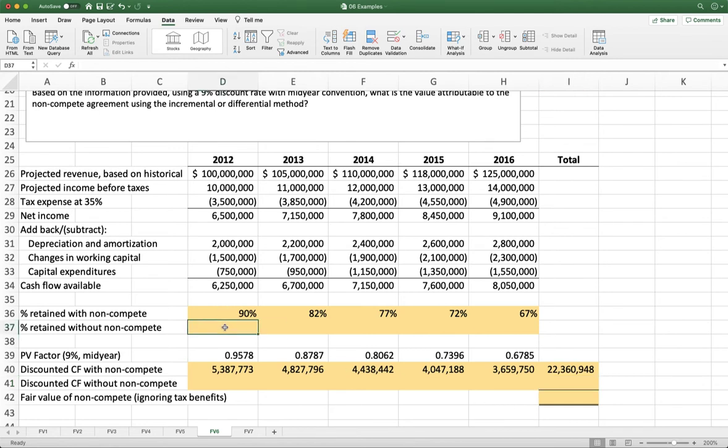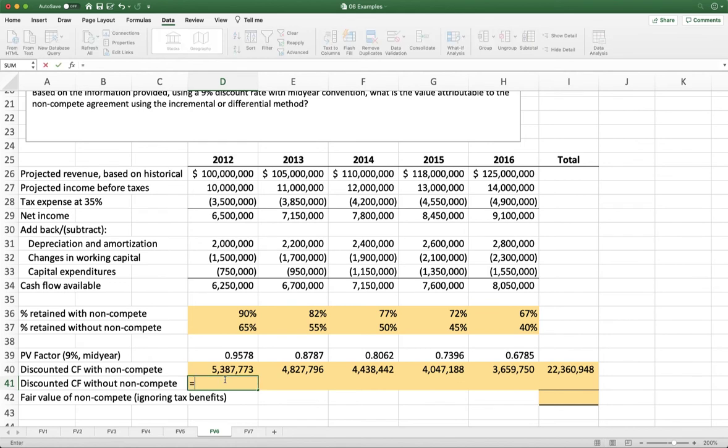Now we're going to do the same thing without the non-compete. So without the non-compete, we thought we were going to lose 35% in the first year. So that's 1 minus 0.35 gets us only a 65% retention. Then after that, we thought we'd lose another 10%. That gets us down to 55% retention. And then another 5% after that. Another 5% the year after that. And one more year of 5%, getting us all the way down to 40% retention at the end.